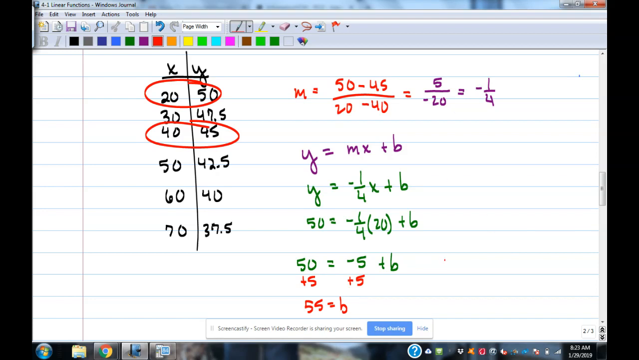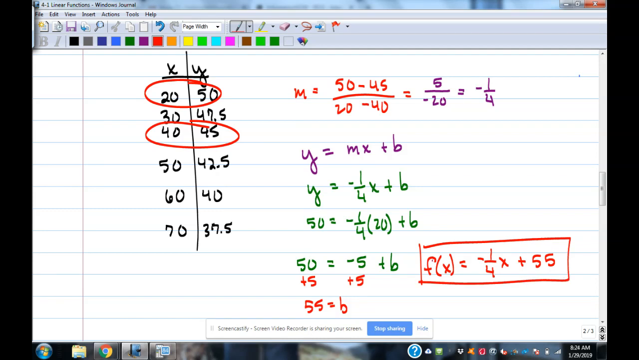So the linear model is f of x. If this is in the context of some word problem, it might be talking about price or cost, and you might see c of x or p of x or something like that. That part really is not super important yet.